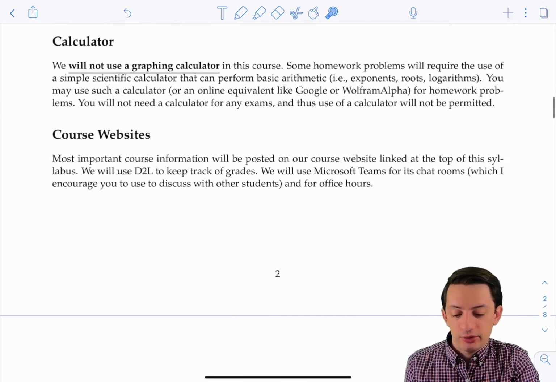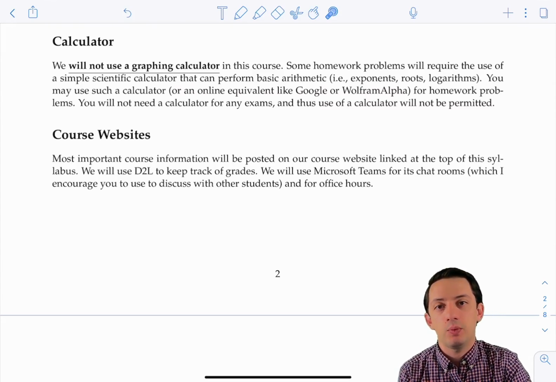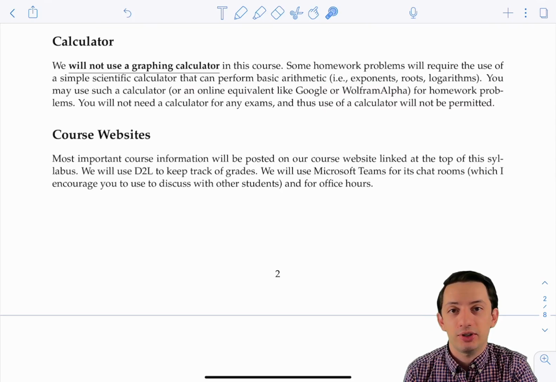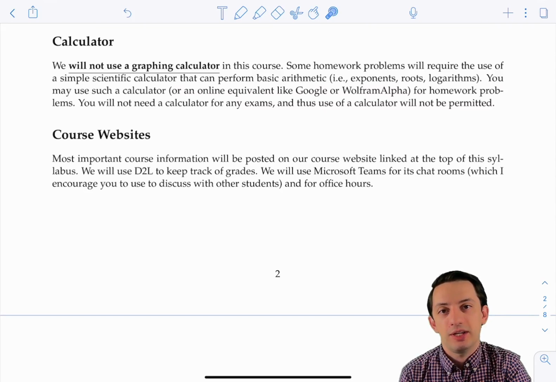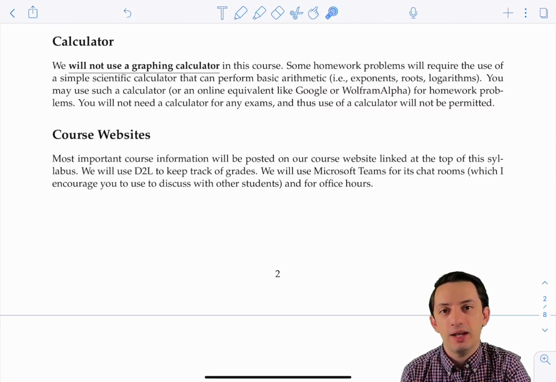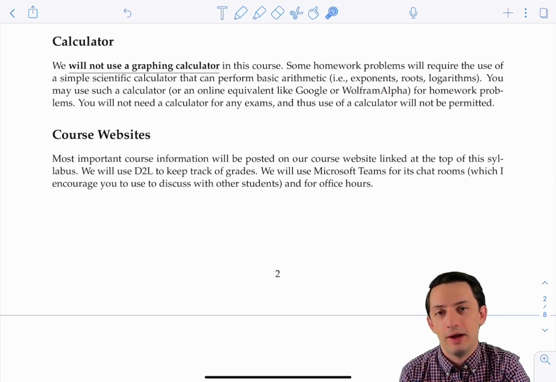Okay, calculators. In this course, you will not need to buy a graphing calculator of any kind, and we won't use them. What you may need is a simple, what's called a scientific calculator that lets you do arithmetic. So the obvious things like adding and subtracting, as well as taking square roots and powers. You can normally buy one of these for pretty cheap. All of your smartphones probably have an app that can do it, and also Google can do it if you just type it in the search bar, and other websites like Wolfram Alpha.